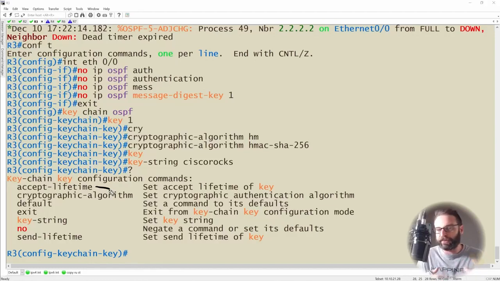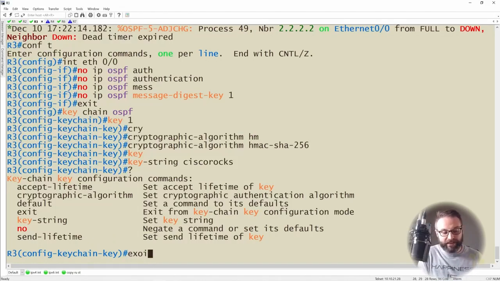Just for fun, and so that you can experiment because you are the intellectually curious, the accept lifetime specifies how long we'll be willing to accept someone sending us a matching key like this, and the send lifetime specifies how long we'll be willing to send a key like this. This is how you can actually go about creating the rotating keys within a keychain to be used by OSPF.